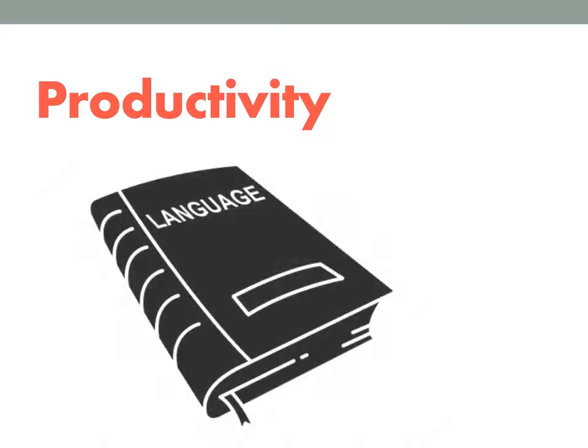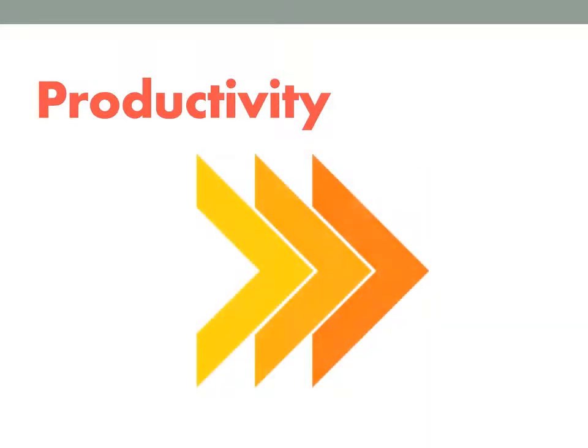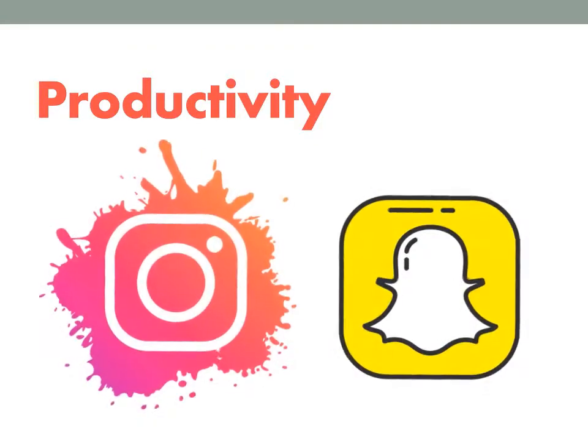Another property is productivity. Productivity is the capacity to create new words and develop new sentences. The potential number of expressions of human language is infinite. We can see how people are constantly developing new words that weren't there before, such as Instagram or Snapchatting.